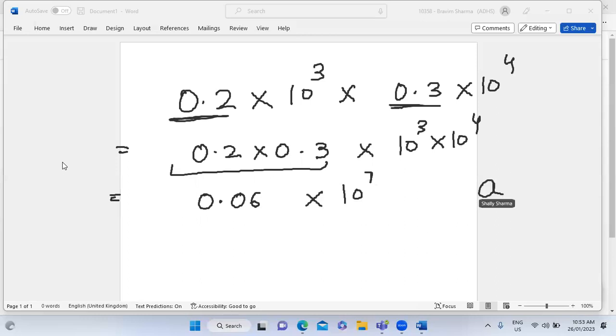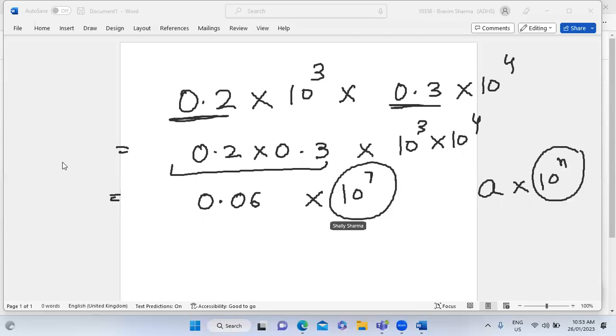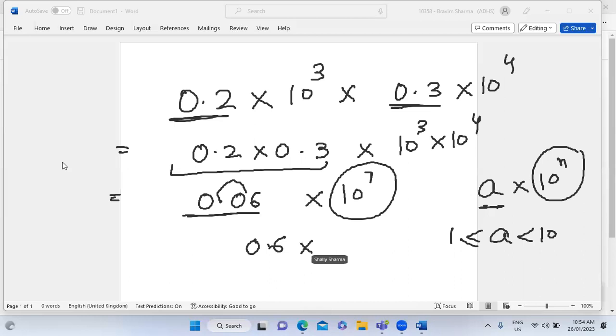Now as per the standard form, our number should be in this form. This part is okay. But we have an issue with A because A should be less than 10 and greater than or equal to 1, and our number is less than 1. So to make it a 1, we have to multiply. If I multiply it with 10, it will move one step forward, but then it will be 0.6. That doesn't work. If I make one more move, then it will be 6 point. So that means I have to make two moves.